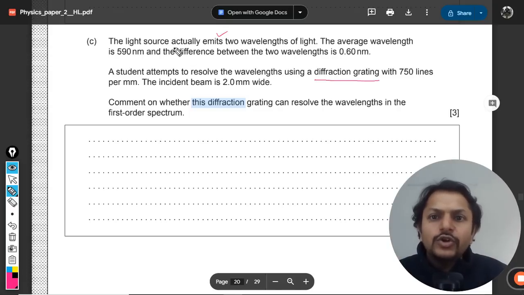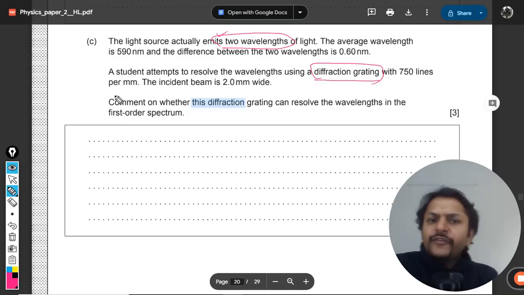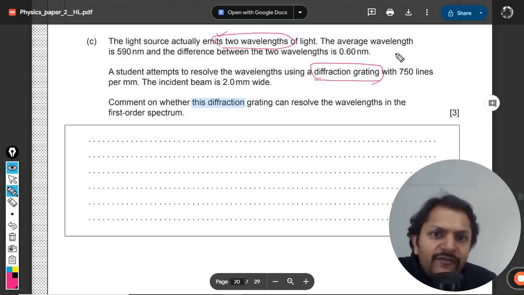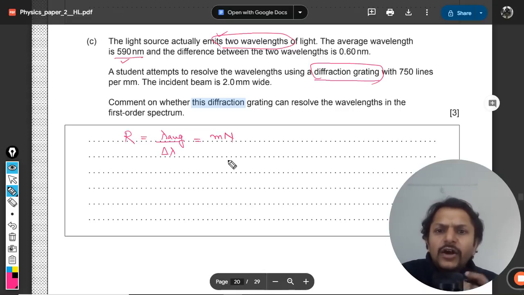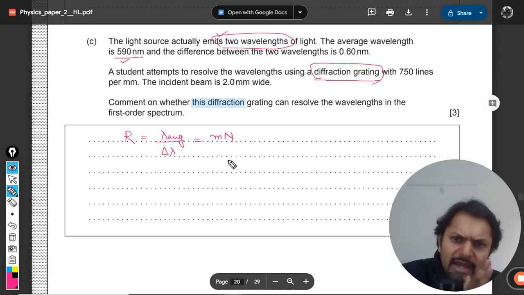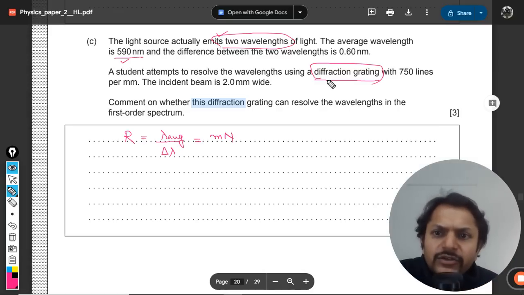So if you are having two wavelengths mixed there, you are definitely talking about diffraction grating. There are a couple of formulas for that. Let us see. The average wavelength is 590 nanometer. There is this formula of the resolution: lambda average divided by delta lambda is equal to m into n, where m is the order and n is the number of lines illuminated. I will tell you this.